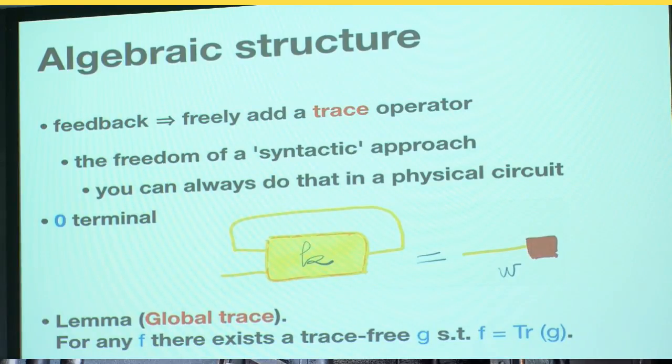Another handy property that is very easily proved at the level of diagrams is that for any circuit, we can find a trace-free circuit from which we can obtain our given circuit just by applying the trace globally. So we can take all the little feedback loops and pull them all in global scope. And that's a property that simplifies reasoning about feedback.